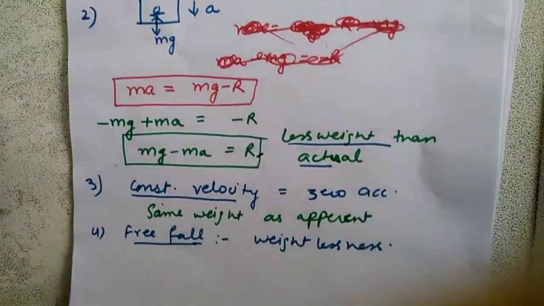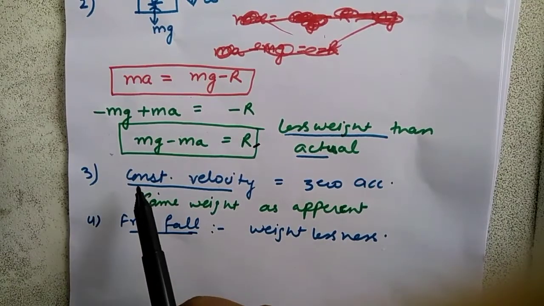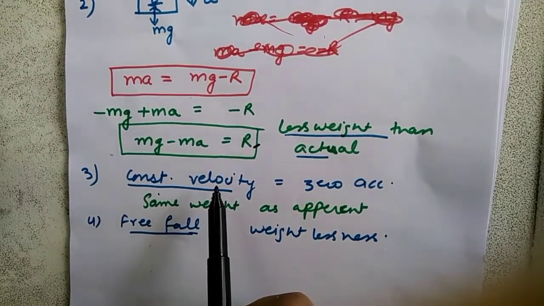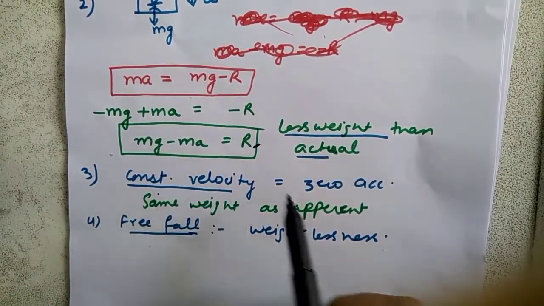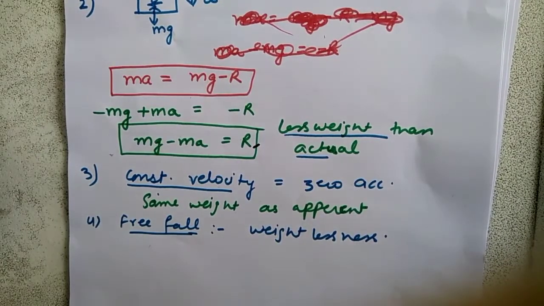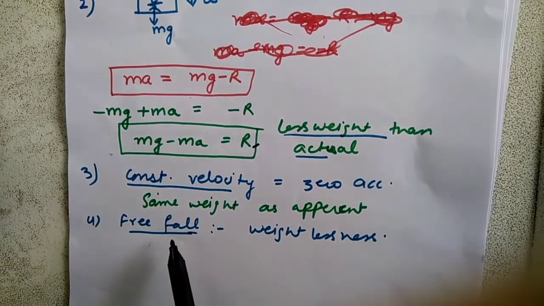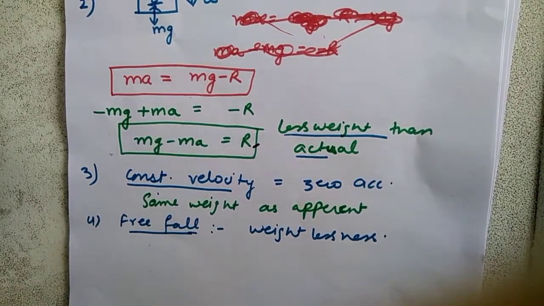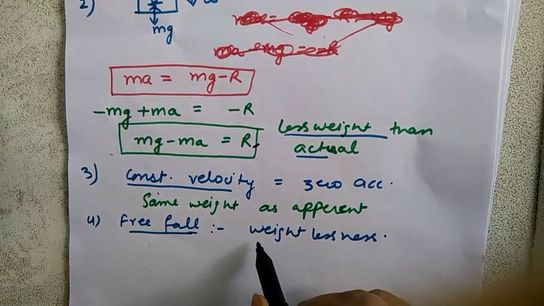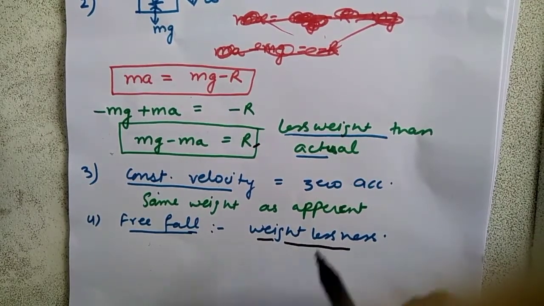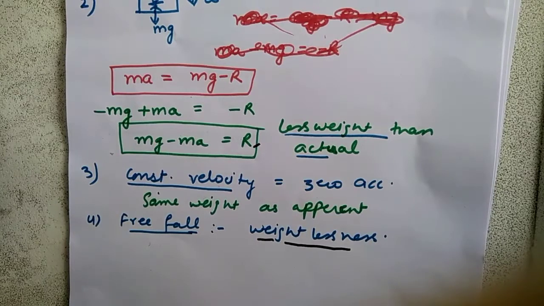if the lift is accelerated downwards. The third case is if the lift is moving with constant velocity. Constant velocity means there will be zero acceleration. So if it is zero acceleration, I will have the same weight as usual, whatever my actual weight is. Now, if somebody cuts the cord of the lift, it will start to fall under acceleration due to gravity. At that time, a person will feel a condition of weightlessness, like the astronauts feel when they go in space. You will feel that the weight of the body has become equal to zero.